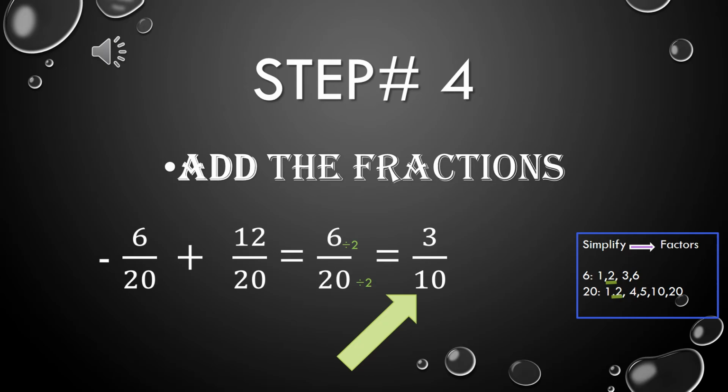Okay, let's go back to our problem. 6 over 20. You need to simplify by dividing the numerator and denominator by the same number. That means if I divide it by 2 on the numerator, I have to divide it by 2 on the denominator. And that will make my fraction smaller. So my answer will be positive 3/10 because 12 is positive and it's bigger than 6.